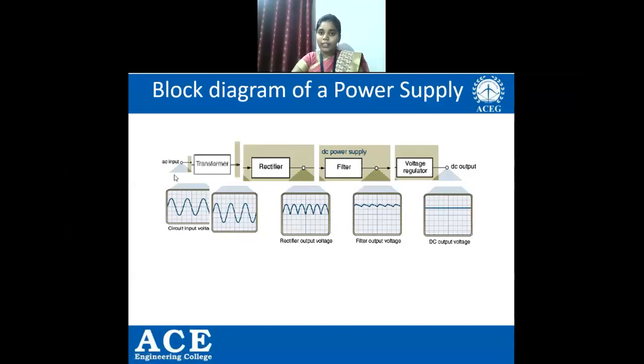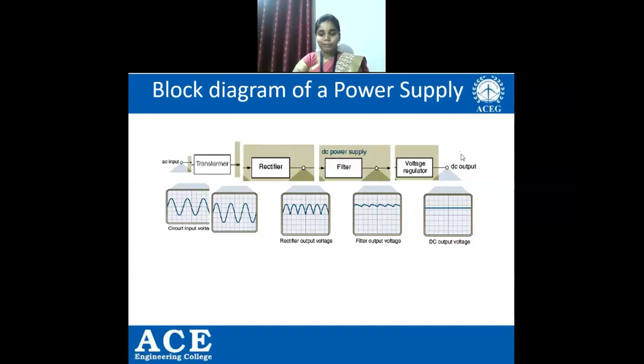But what is our main component here? What is our main block here? That is the rectifier block. This rectifier block is converting our AC into a pulsating DC. Once we convert it to a pulsating DC, then only we can regulate it. This is how a power supply has its blocks. And why is a power supply required? To obtain a DC output. Why is DC output required? To use our laptops and mobile phones.